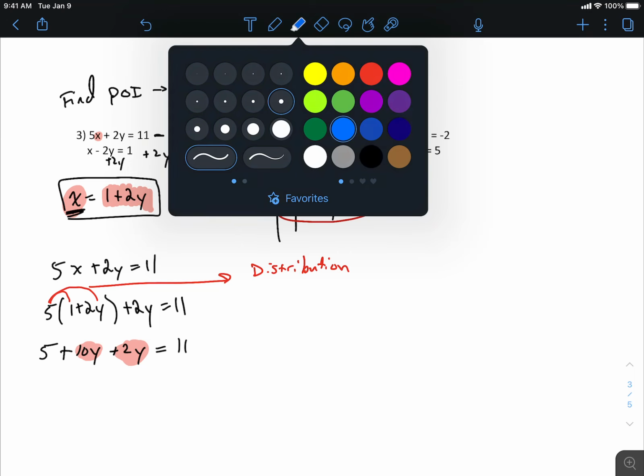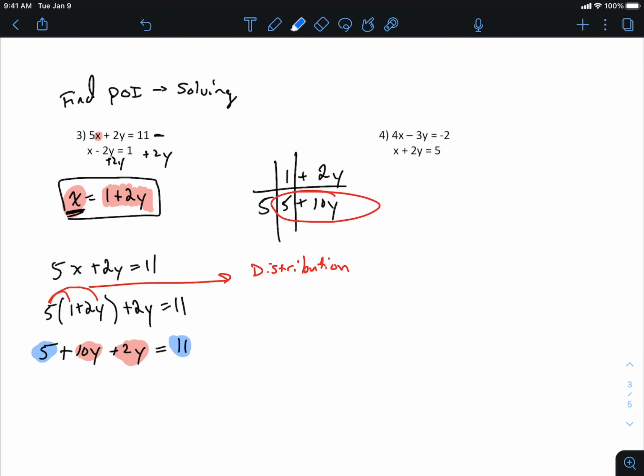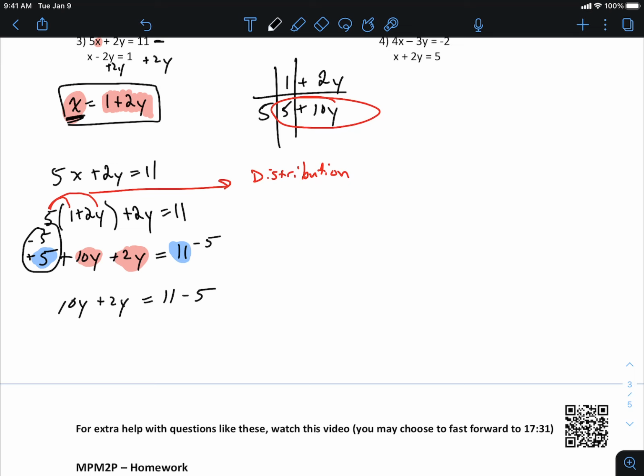Like all the rods on one side. And get all the numbers on the other. Okay? So I want the red pieces on one side and the blue pieces on the other. How do I do that? Well, this is a plus 5. It's positive there. So subtract 5 from both sides. That's a 0 pair. And you're going to get 10y plus 2y is equal to 11 minus 5. Right? You're going to see, okay, 12y is equal to 11 minus 5, which is 6. Divide both sides by 12. You get y equals 1 over 2.